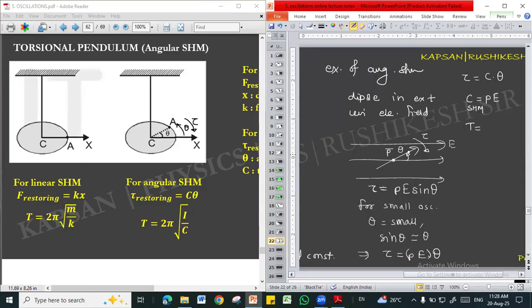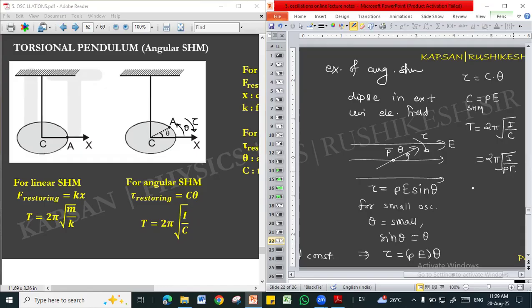You displace the dipole by angle equal to theta and release it. It will try to come back. When it comes back to the mean position, because of momentum it goes forward. Again it decelerates and stops. Again it comes back to the mean position, but because of angular momentum it keeps on moving forward. Again because of the torque it stops, and again because of the torque it comes back. So it will start oscillating. So time period will be 2 pi into root of I upon C. C of SHM you have already figured out, so it will be 2 pi into root of I upon PE.